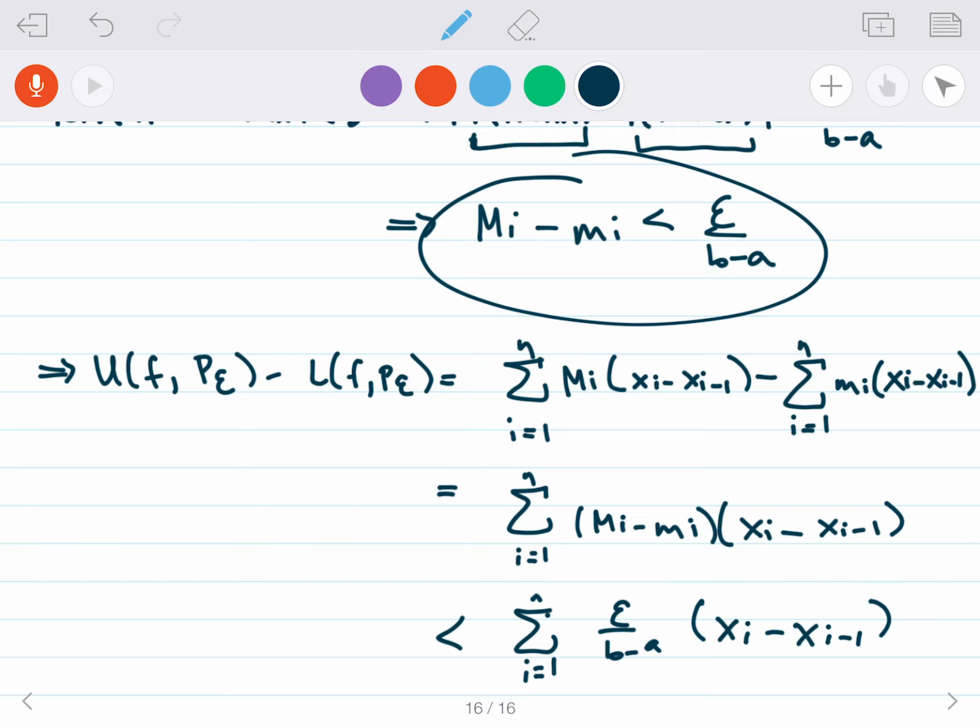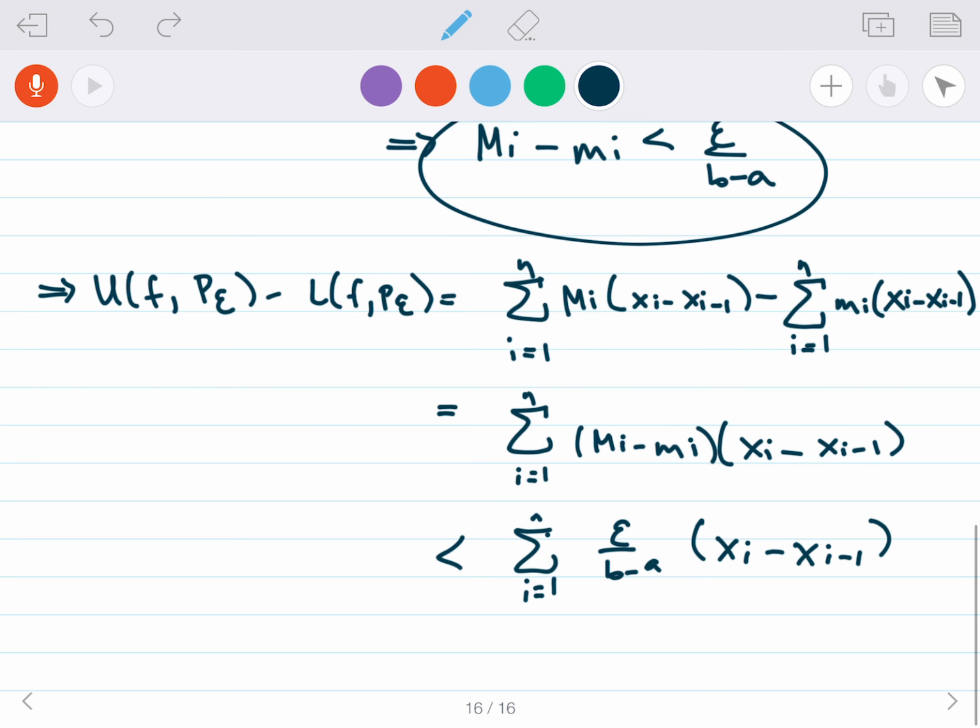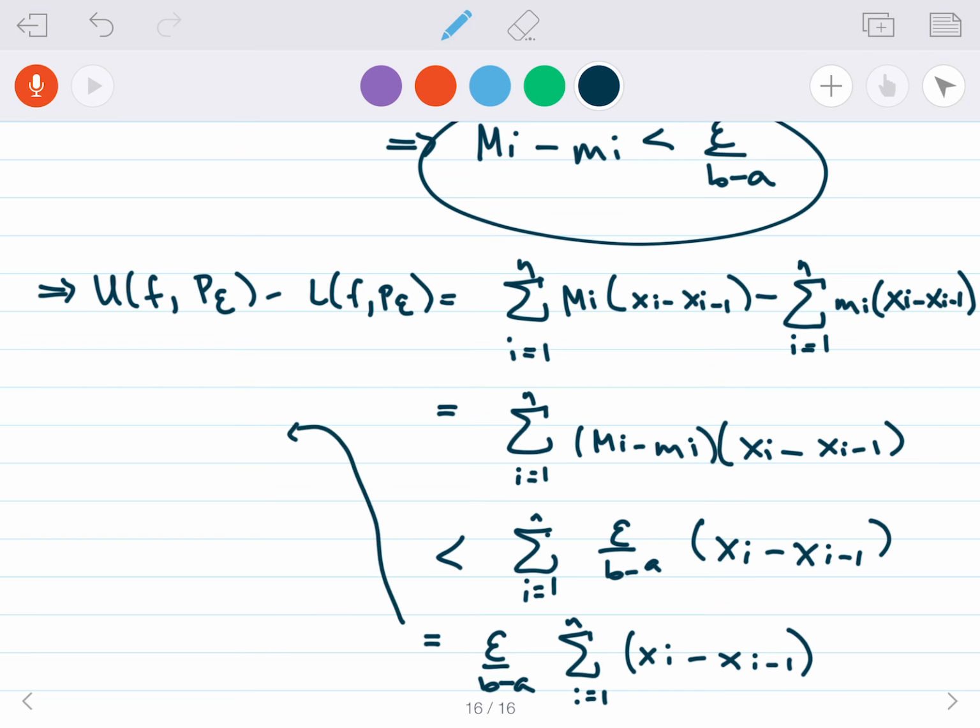And this epsilon over b minus a is going to be constant because I chose an epsilon, and the b and the a are fixed. They're the endpoints of the interval. So if I factor out that epsilon over b minus a, I'm left with this. And this is a telescoping sum, right? There's going to be a bunch of cancellations. It's not going to let me go further down the page, but maybe I'll just put an arrow right here to say that we're continuing there.